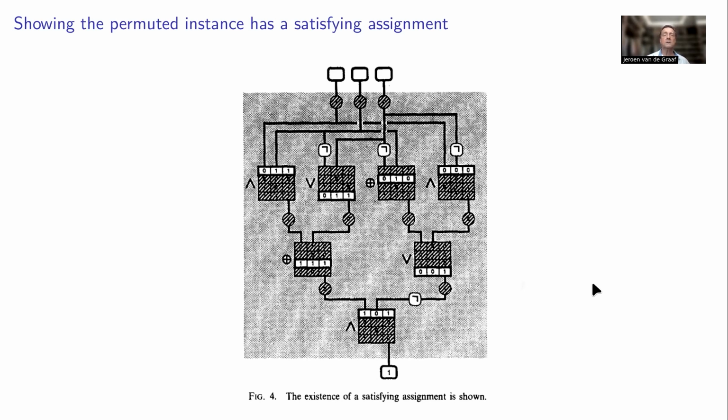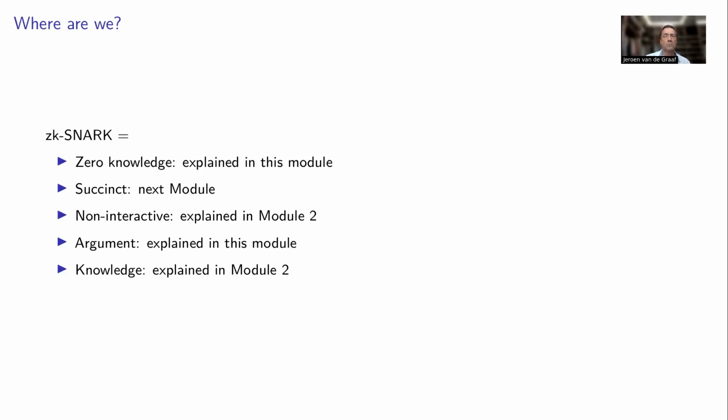So this is a very simple protocol to show that a Boolean circuit has a satisfying assignment, which is of course very interesting because it's also a way of showing that satisfiability, which is an NP-complete problem, can be implemented using this approach. So this is the end of module 3.